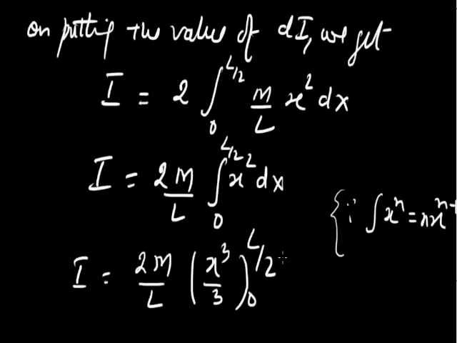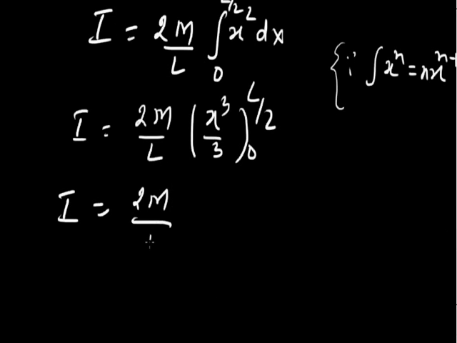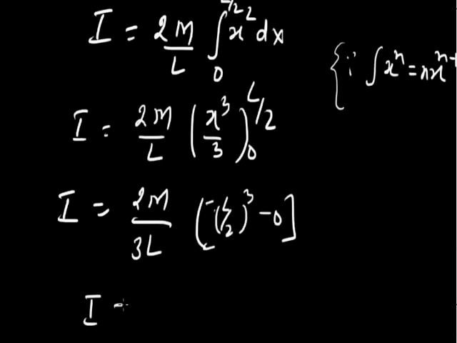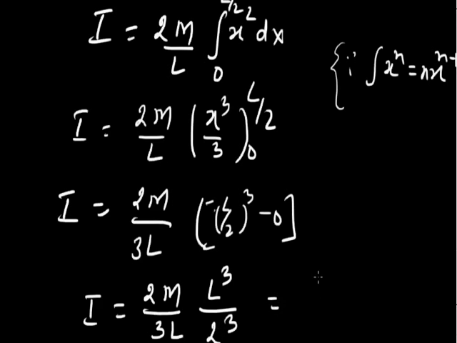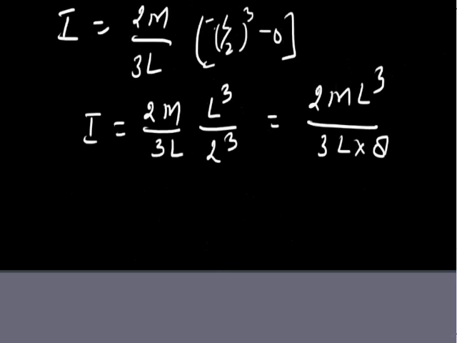I is 2M upon L by 3 into L by 2 to the power 3, minus 0. It means I is 2M upon 3L into L to the power 3 divided by 2 to the power 3, that's 8. It implies that 2M into L cube divided by 3L into 8. It means the value of I is M L square upon 12.